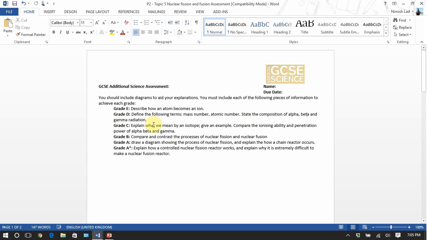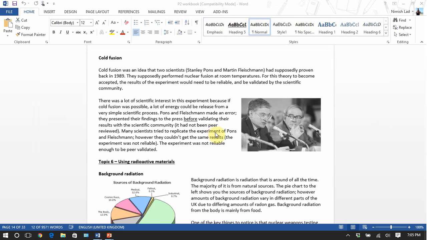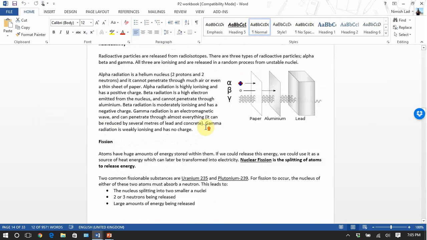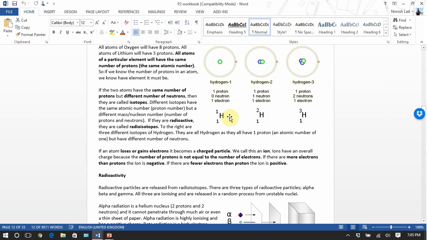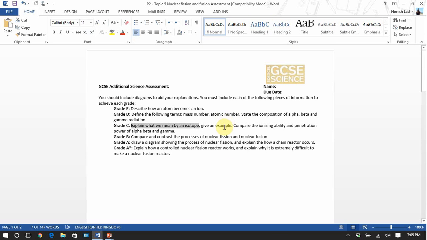Gamma radiation, electromagnetic wave. State what we mean by an isotope and give an example. So think about the hydrogen example that we had at the start. This one over here. Same number of protons, different number of neutrons. Another good example is carbon 12 and carbon 14.